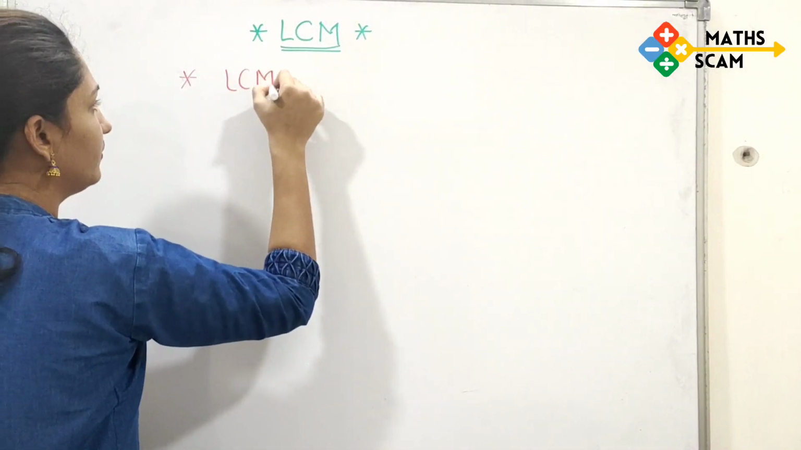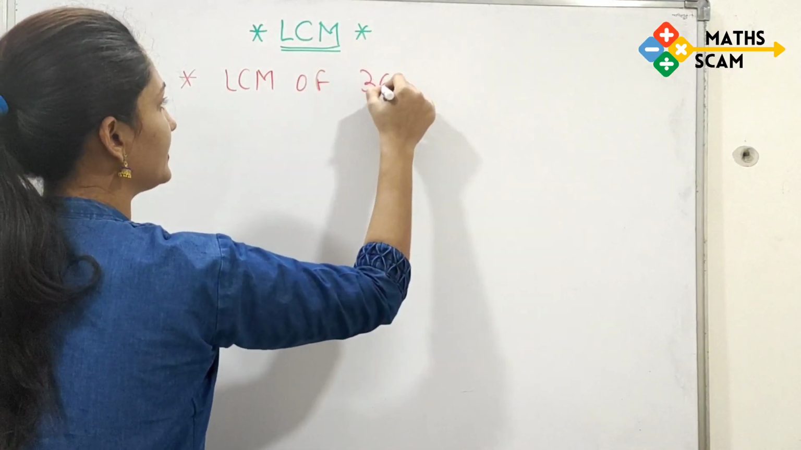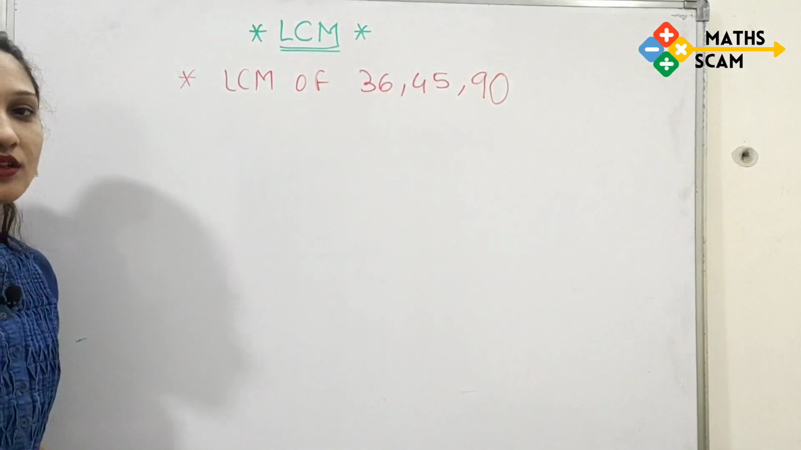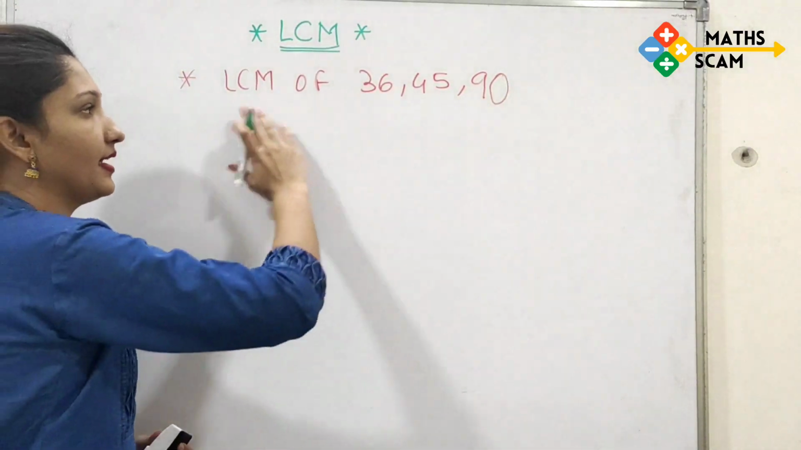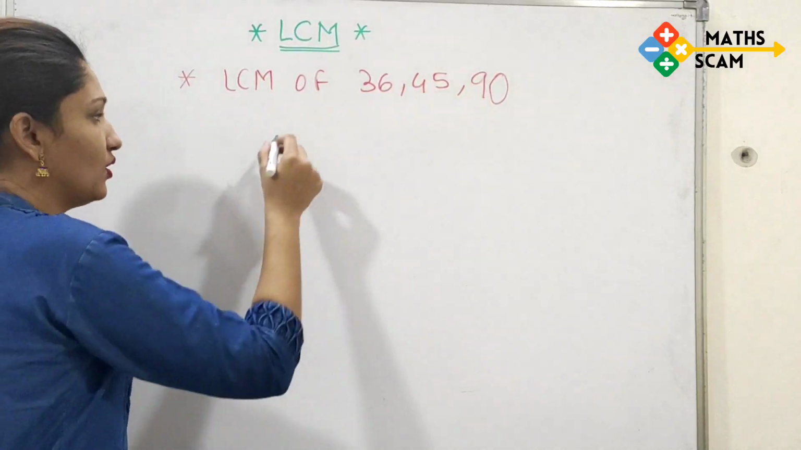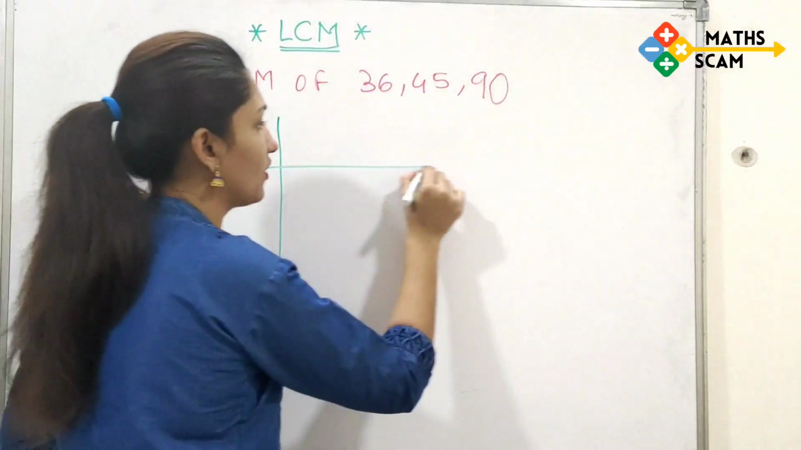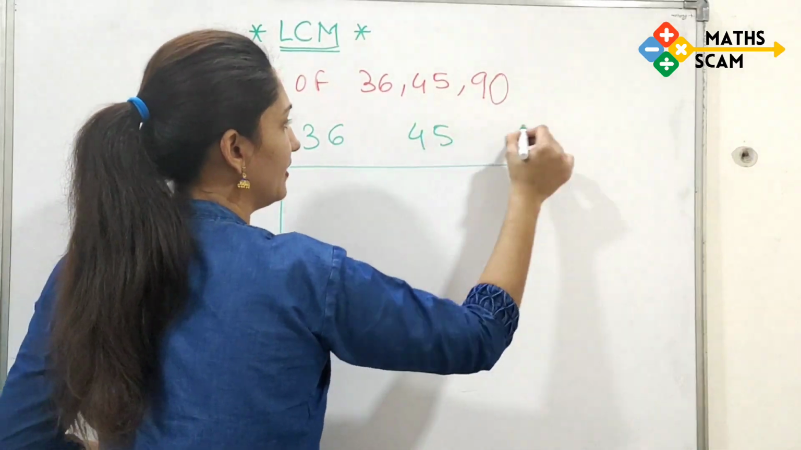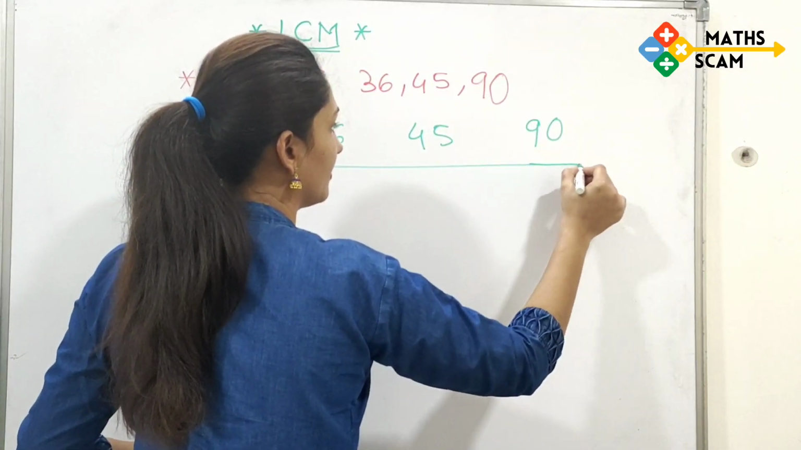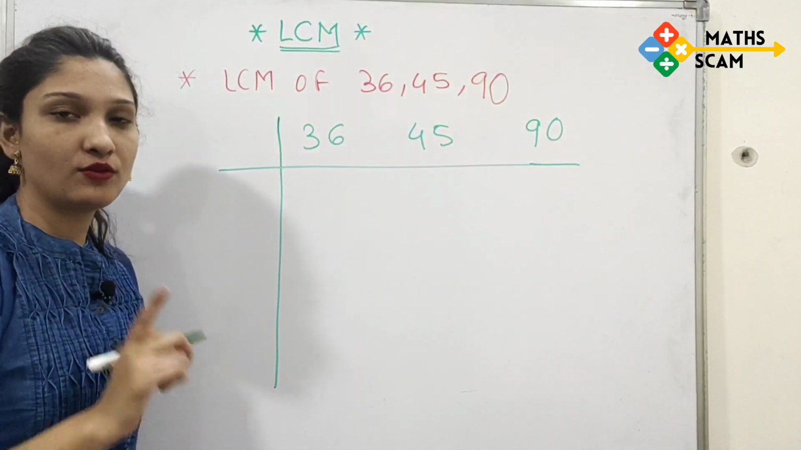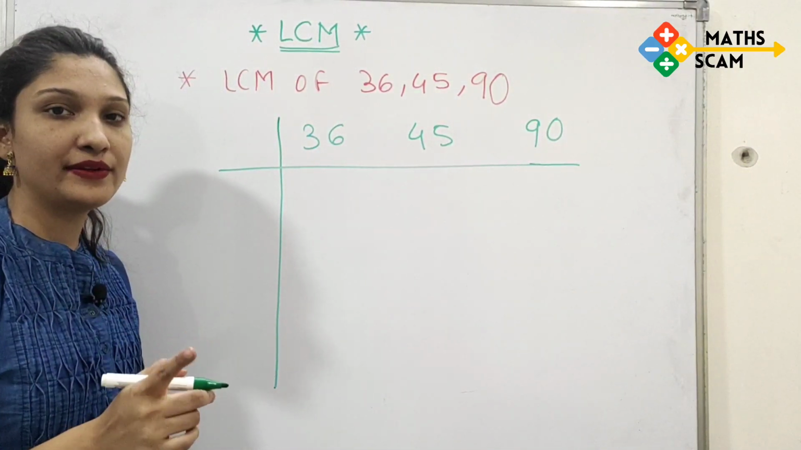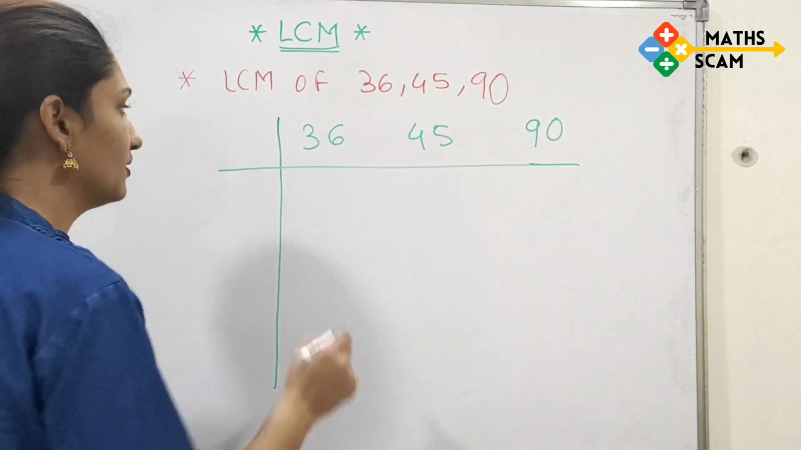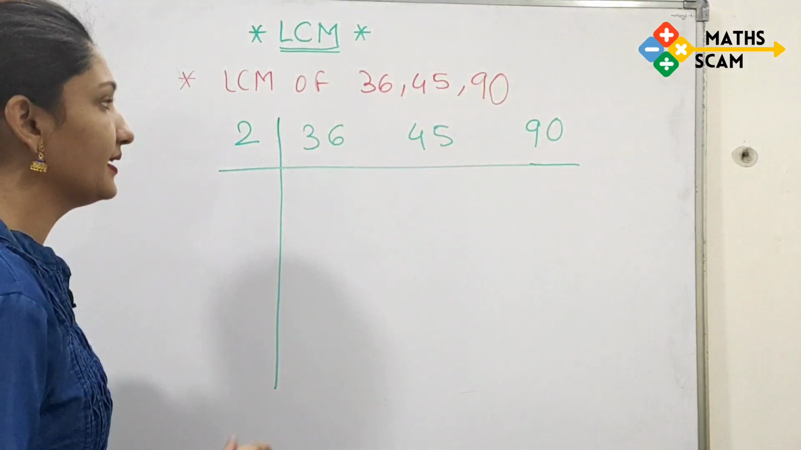Find the LCM of 36, 45 and 90. Okay, so how do we find the LCM by the division method? First we need to draw this, and write 36 here, 45 here and 90 here. Okay, what is our first step? Divide with the least prime number. Which one is the least prime number? 2.